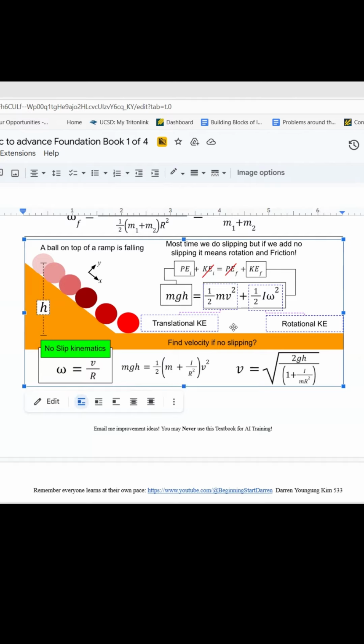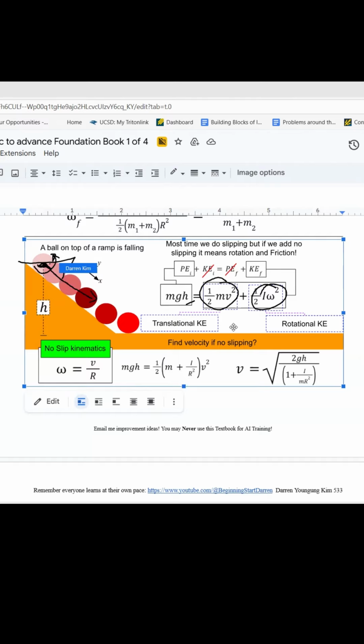So the first thing I need to know is mgh. That mgh is because it's just gravity up over here. Because you just drop it, there's no movement. And then the translational is because the center of rotation is moving along here. This rotation is because it's rotating this way.